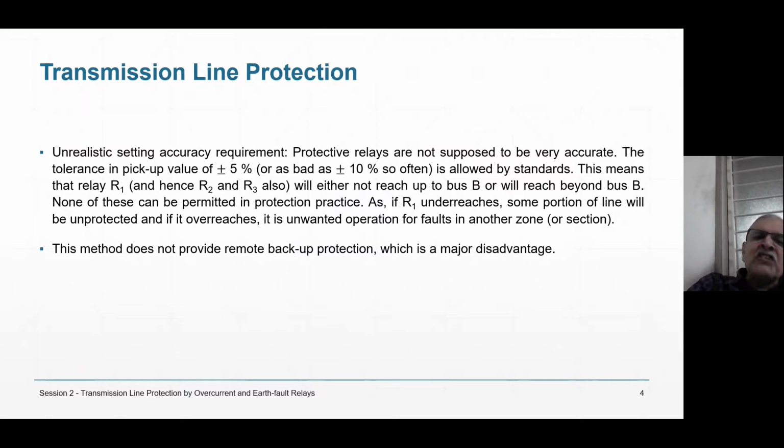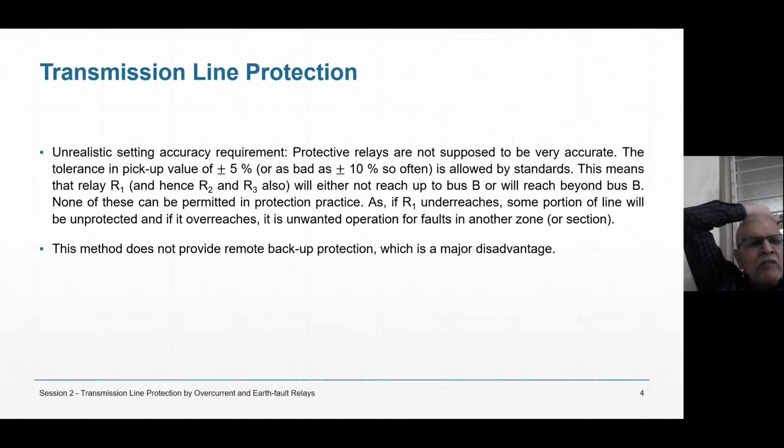The first thing is unrealistic setting accuracy. For protective relays, accuracy is not important. Reliability is important. Reliability means the relay must operate when it is called upon to operate. That means when there is a fault in the protected line, it must operate, and it must not operate when the fault is outside its zone. That is reliability. Reliability is a qualitative term, not a quantitative term. Accuracy is not that much of a requirement. Accuracy up to 10% is often allowed.